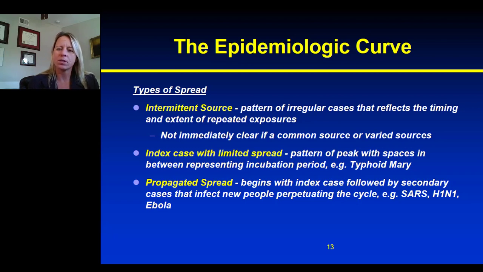And then the one type of spread that we always concern ourselves with the most from a public health perspective is propagated. This is where you have a beginning case, an index case, followed by secondary, tertiary, etc. cases, and it leads to this perpetuated cycle of infection. So the common cold, the flu, SARS, H1N1, which is a form of the flu, Ebola, etc. were propagated spread infections.